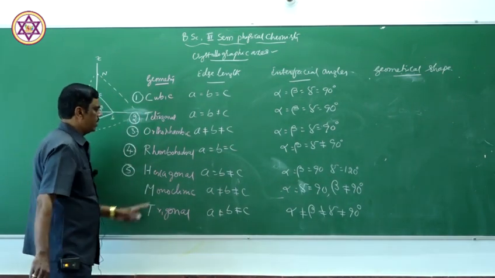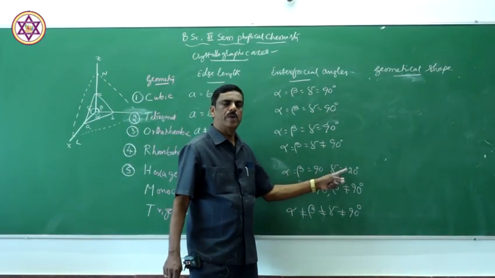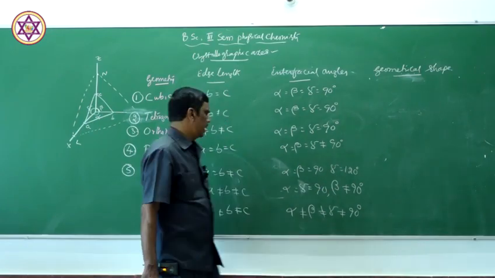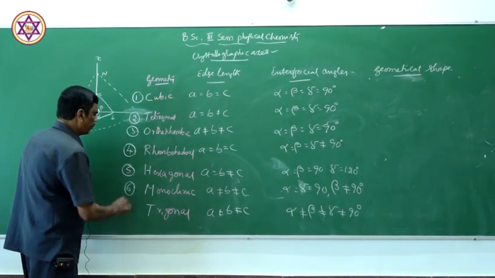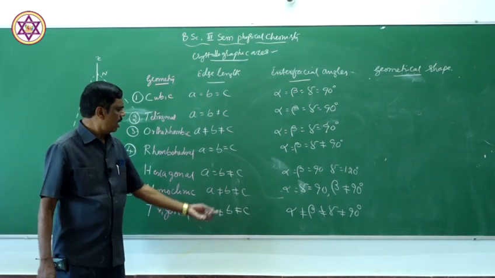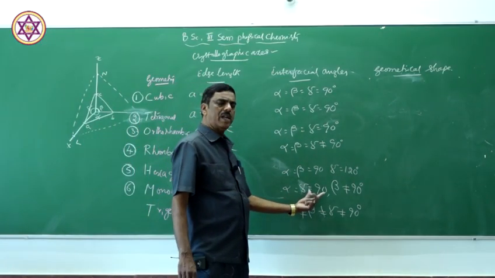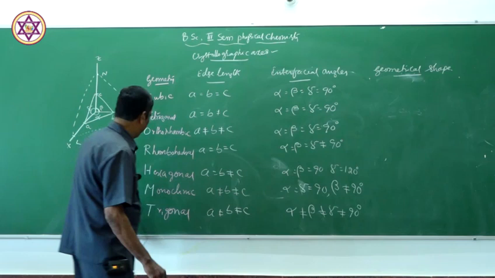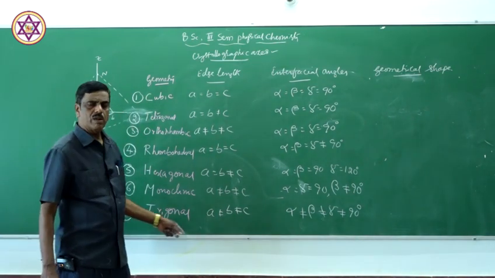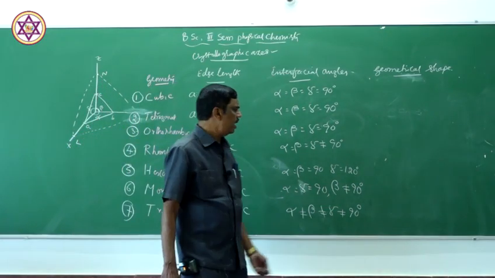Now, come to hexagonal shape. In this hexagonal shape, A is equal to B, not equal to C, but one of the angles is 120, whereas 2 interfacial angles are 90 and one of the interfacial angles is 120. Next come to monoclinic. In this monoclinic shape, all the edge lengths are not equal, whereas of the interfacial angles, 2 of them are 90 and the third one is not equal to 90. And the last shape is trigonal. In this trigonal shape, all the edge lengths are unequal and all the interfacial angles are unequal.